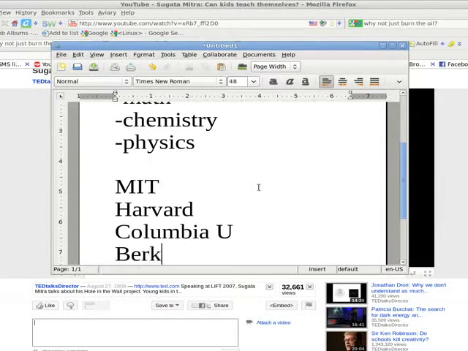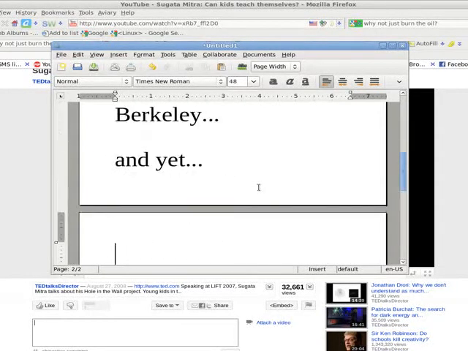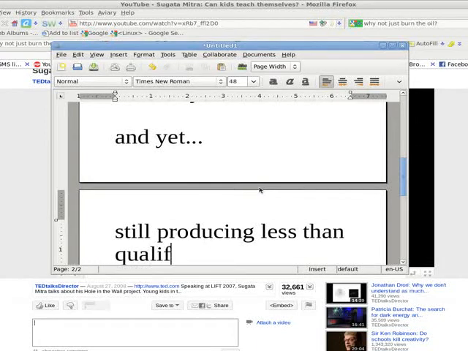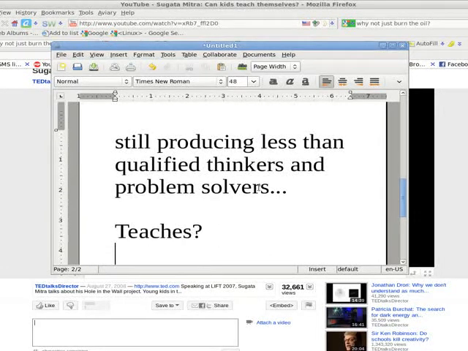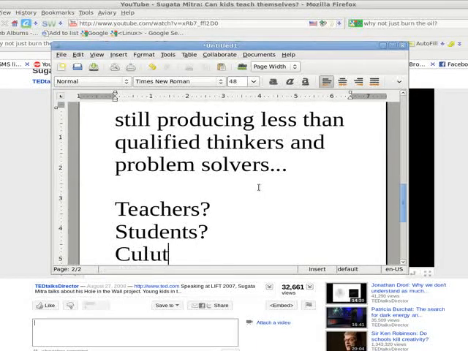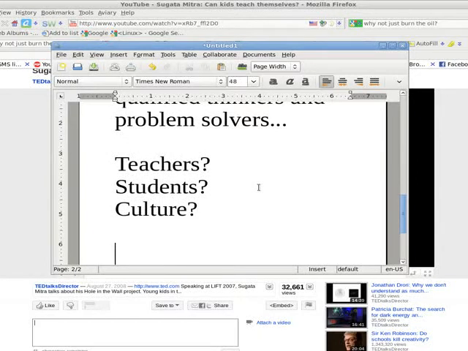These are some of the best schools on the planet, and yet our high schools, our schools in general, universities are still producing less than qualified thinkers and problem solvers. Why is that? Students, culture. All of those could be answers. Solution, easy.